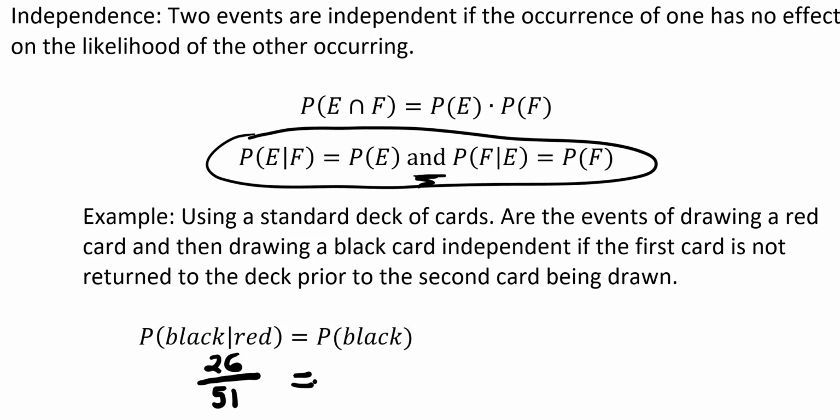Now we go back to the very beginning of my deck of cards. So all my deck is put together. I have 52 cards, and I know that 26 of them are black, or I know that this is a half. We know that the fraction on the left, 26 over 51, is not equal to a half. So we know that this situation is not an independent situation. They are dependent.